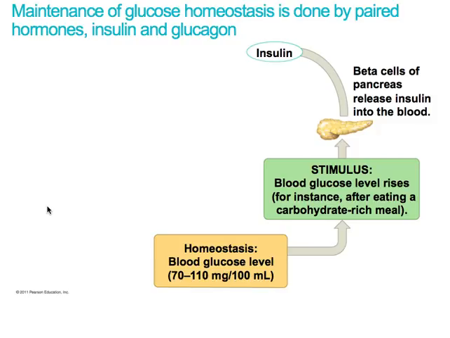The homeostasis or balance of glucose is done by this pairing of insulin and glucagon. Insulin is produced in the beta cells of the pancreas and is released into the blood. Your blood glucose levels are typically around a very set level, and when that gets out of whack, there's a stimulus that says the blood glucose levels are getting too high. Let's say you just ate a bunch of pizza. That will cause the beta cells of the pancreas to release insulin into the blood.